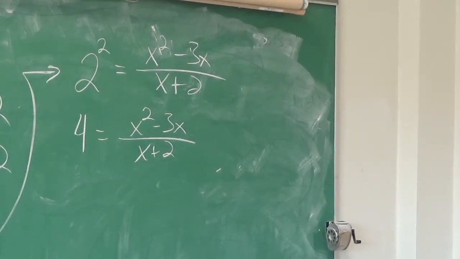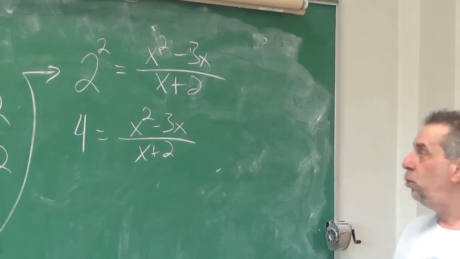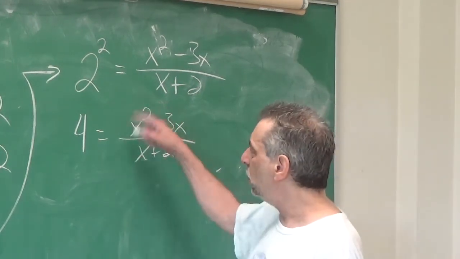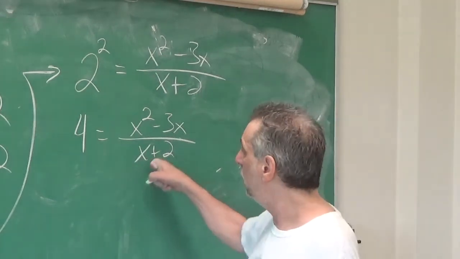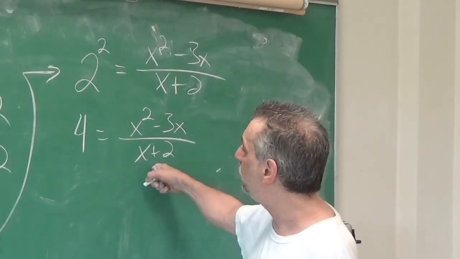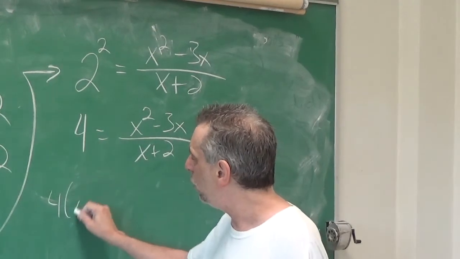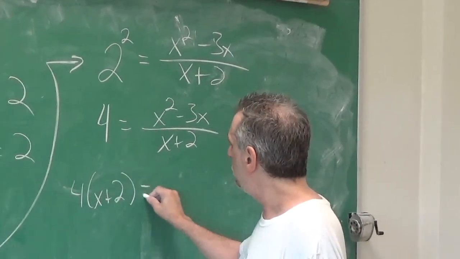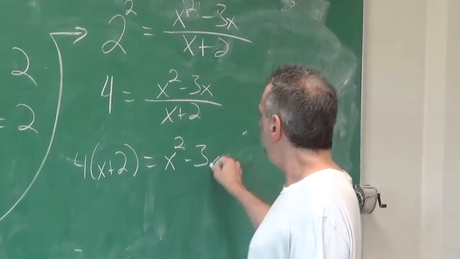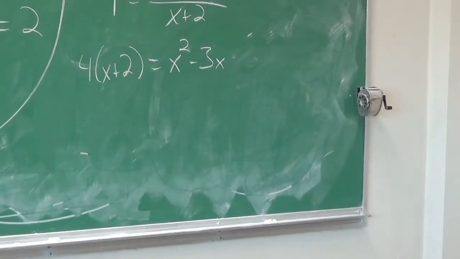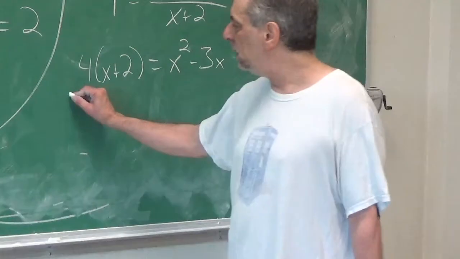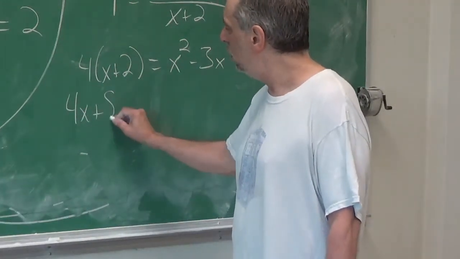So we're going to multiply both sides like we did in section 1.2 or 1.3. We multiply both sides by the least common denominator. There's only one denominator here, so we multiply both sides by x plus 2. So we get 4 times x plus 2 equals x squared minus 3x. We see we're going to end up with a quadratic equation here. Let's distribute the 4.